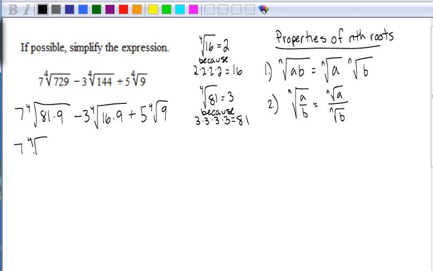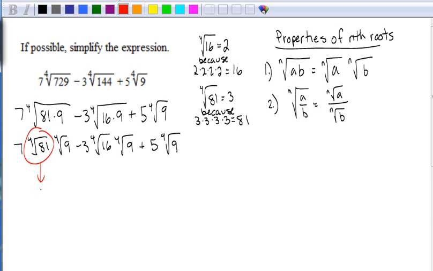This is the fourth root of 81 times the fourth root of 9, using my property. Let's rewrite the same thing, the fourth root of 16 and the fourth root of 9, with the same property. Let's leave this one. Okay, and what did I just say the fourth root of 81 was? Let's do that in a different color. The fourth root of 81 is 3. So we have a 7 still, times a 3, times the fourth root of 9.